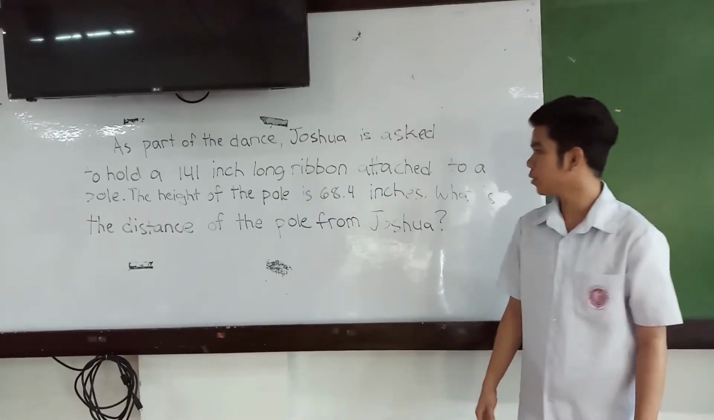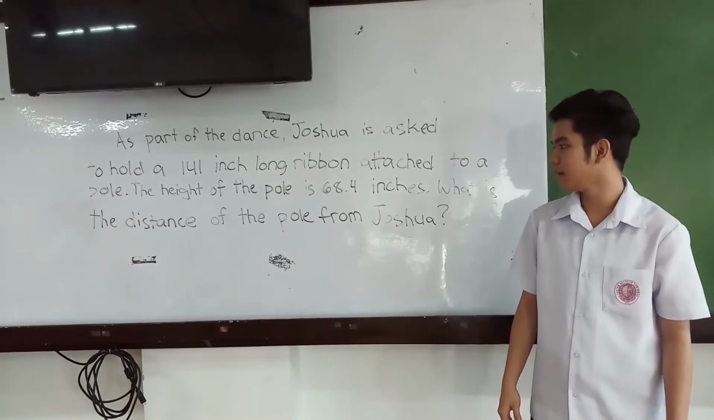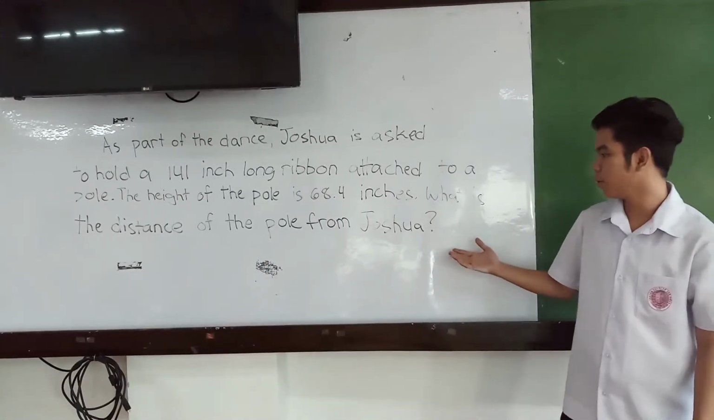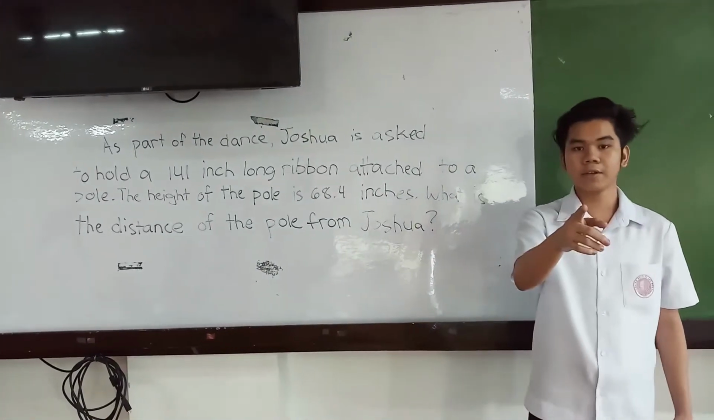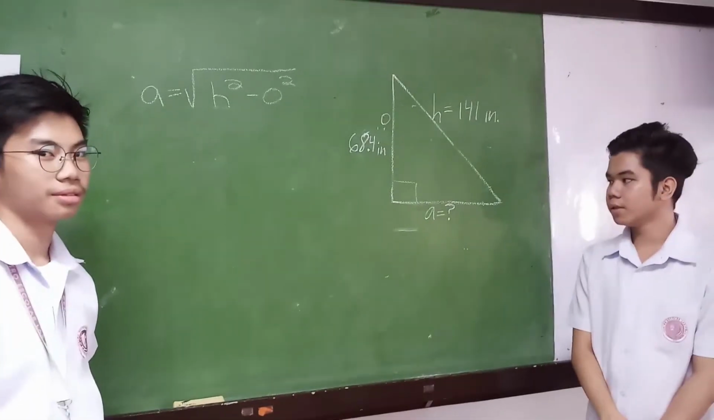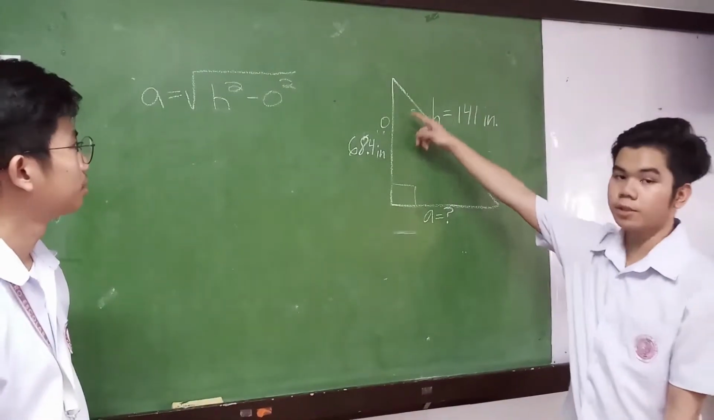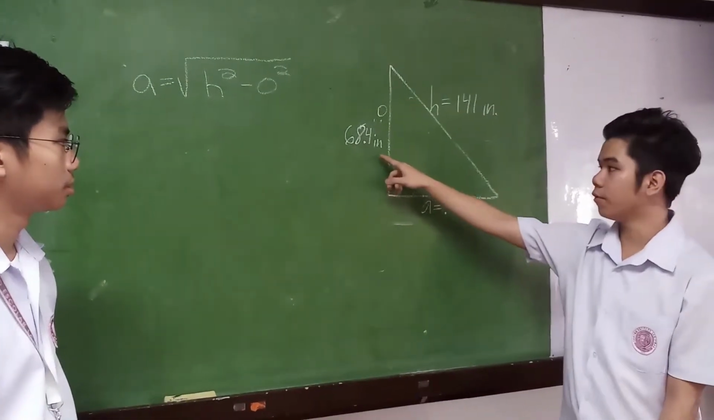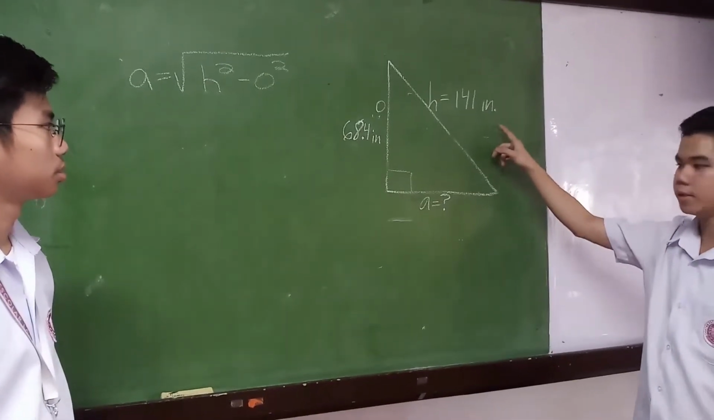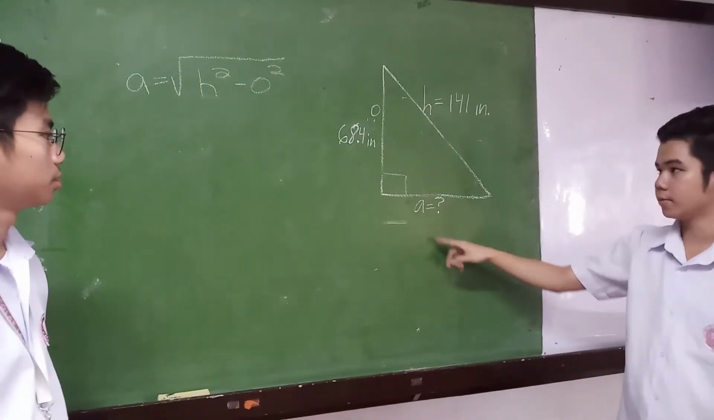As part of the dance, Joshua is asked to hold a 141-inch long ribbon attached to a pole. The height of the pole is 68.4 inches. What is the distance of the pole from Joshua? Let's get our calculators and let's solve. This is the solution on how to solve our right triangle. The given are the opposite, which is the pole, is 68.4 inches, and the hypotenuse, which is the ribbon, is 141 inches. The distance that we're trying to find is the adjacent.